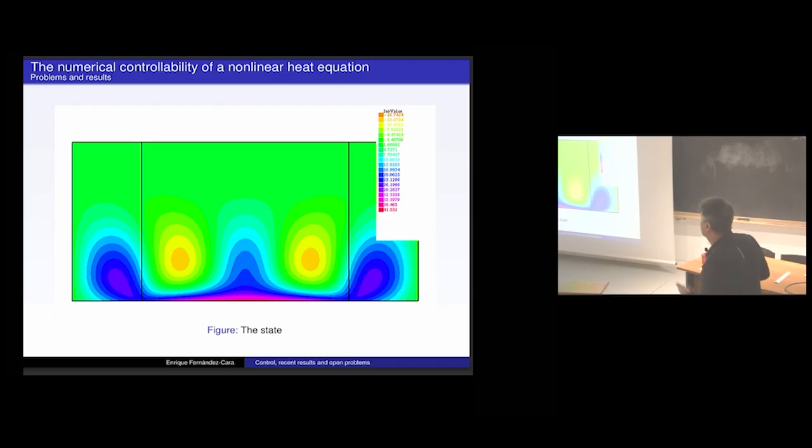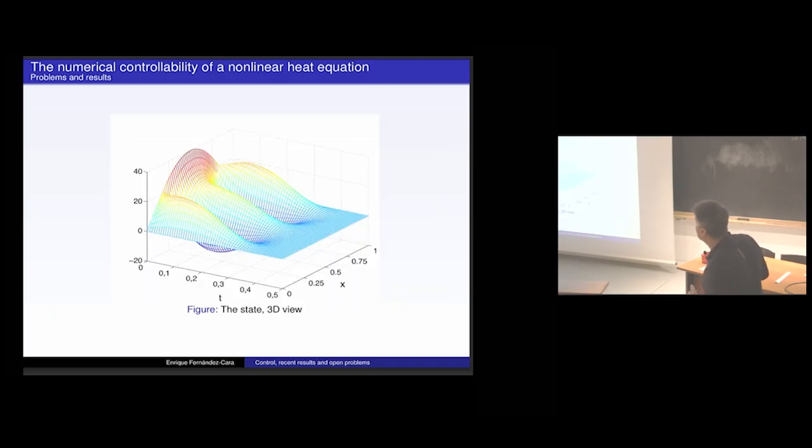And this is the state, and this is a three-dimensional view of the state. In this case, the state is not so simple as the state in the linear problem because of the non-linearities, of course. You have here oscillations that change. But again, near capital T, you have a state that goes exactly exponentially to 0. Okay?